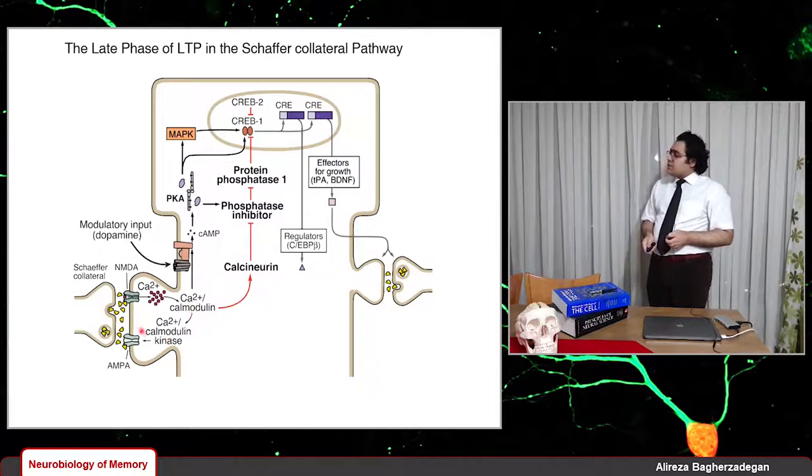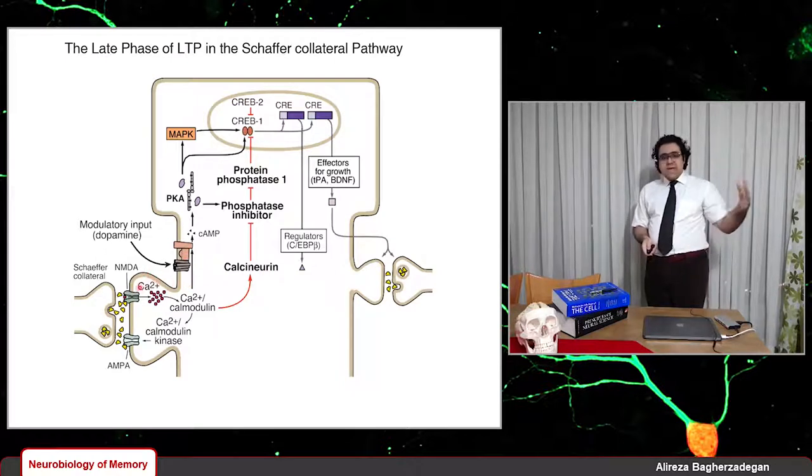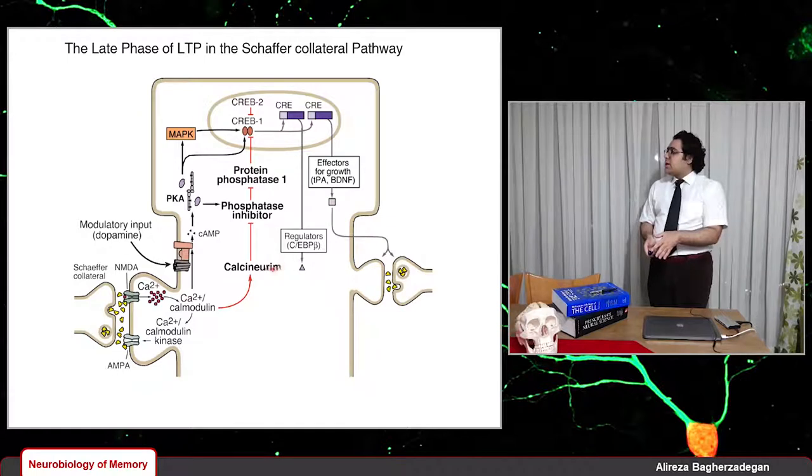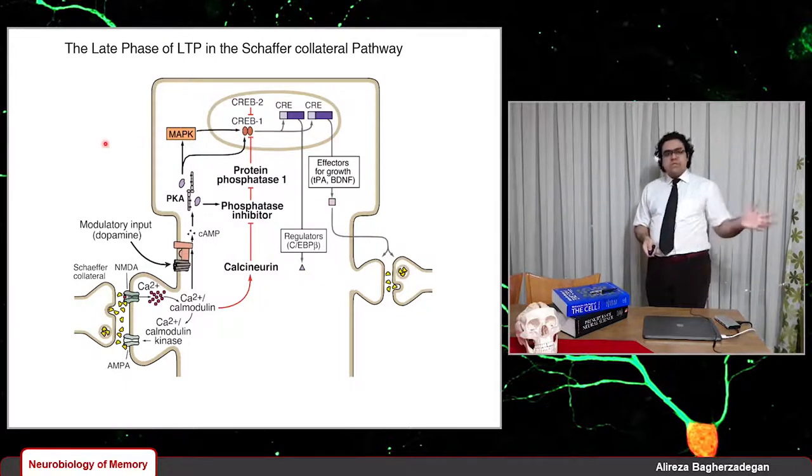Another thing in this picture that I want to point out is calcineurin. As well as these calcium calmodulin dependent kinase enzymes, we have calcineurin, a calcium calmodulin dependent serine and threonine phosphatase. Unlike CaM kinase, it is a phosphatase, and it acts as a constraint. It activates a bunch of phosphatase enzymes that are going to dephosphorylate CREB1 protein.